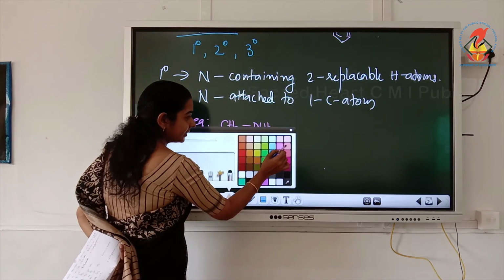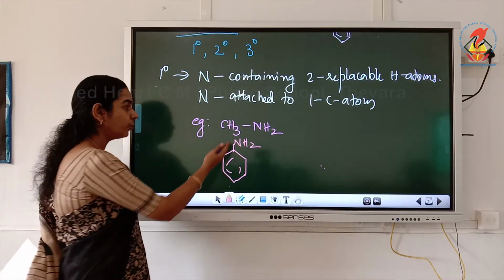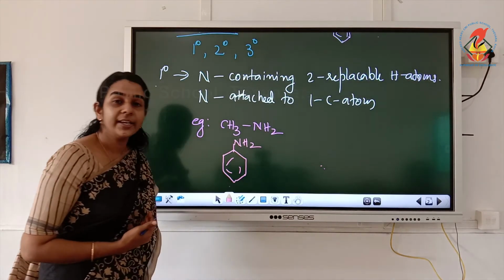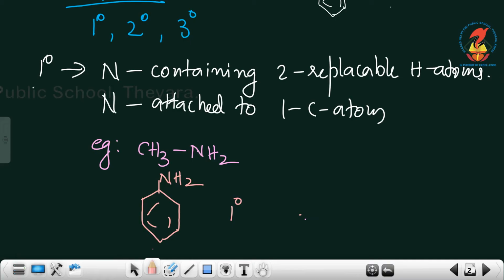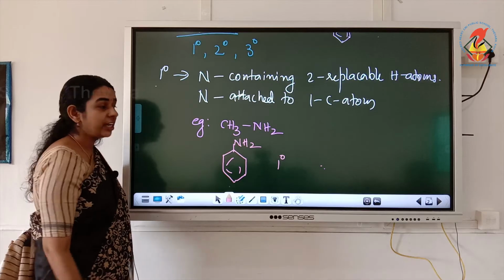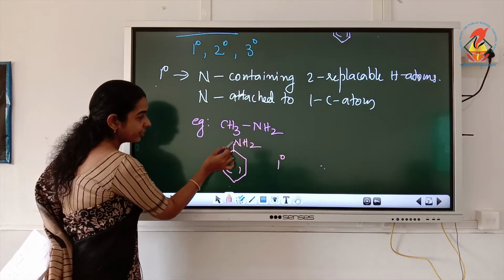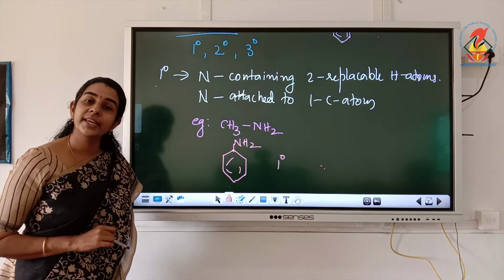Now the second example is a benzene ring containing NH2. Here also look at the nitrogen atom. Since it has two replaceable hydrogen atoms, since it is NH2, we can say that it is a primary amine, or we can check the number of carbon atoms it is attached to. Here the nitrogen is attached to only this one carbon, so it is a primary amine.